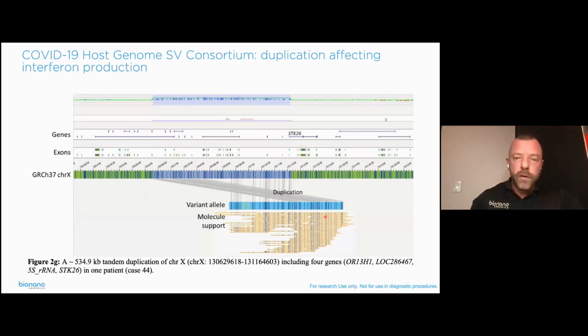And then here's a duplication again that affects the STK26 gene, which was found in a patient who was severely ill and was found to be upregulated in really all the ill patients as well. So really very interesting finding. So it's just incredible to see that even the most widely studied disease of the last year still has a lot of secrets that can be resolved with our optical genome mapping platform.